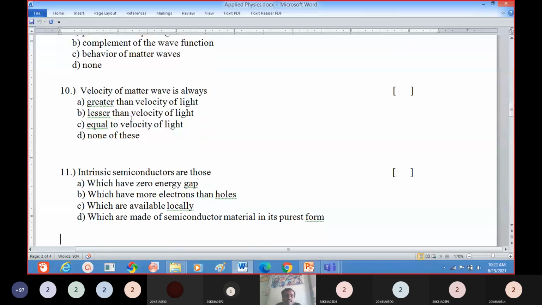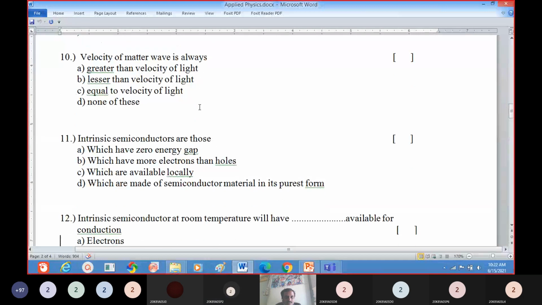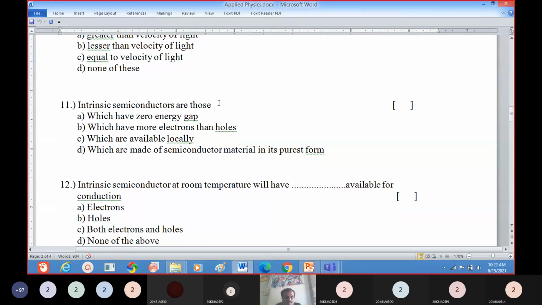Next, coming to the second unit: intrinsic semiconductors are those. What is the property of an intrinsic semiconductor? Option D: made of semiconductor material in its purest form. Yes, option D is the answer.